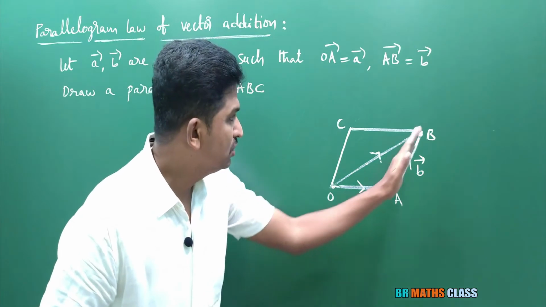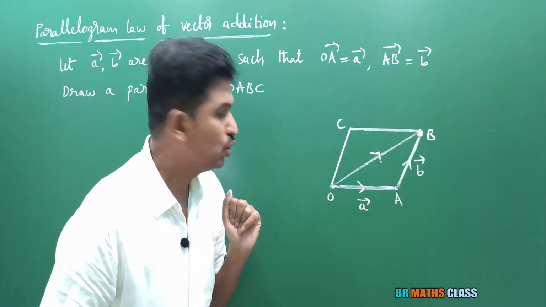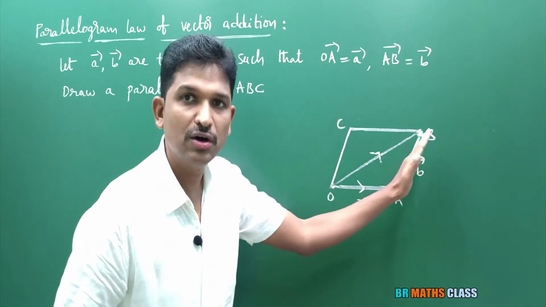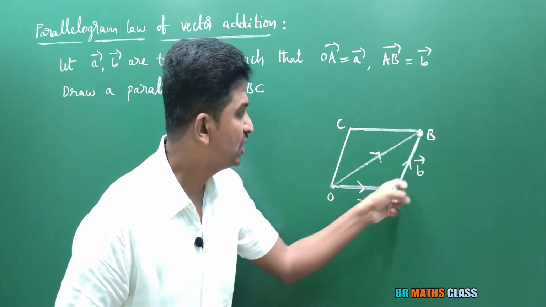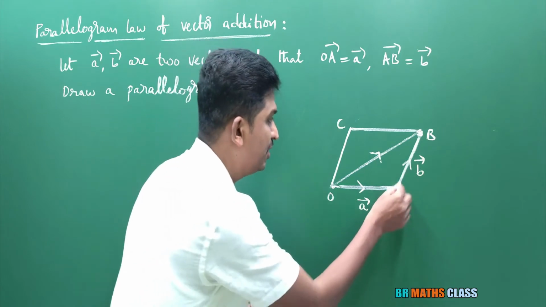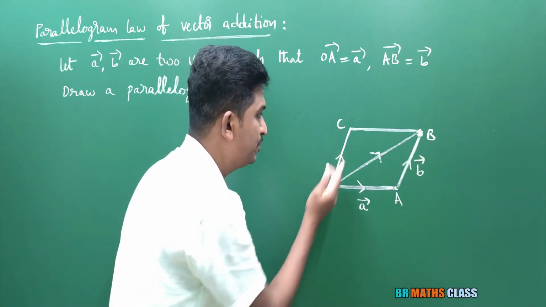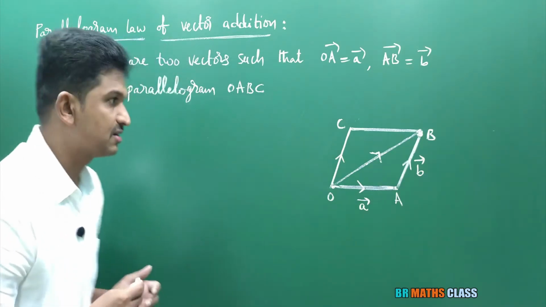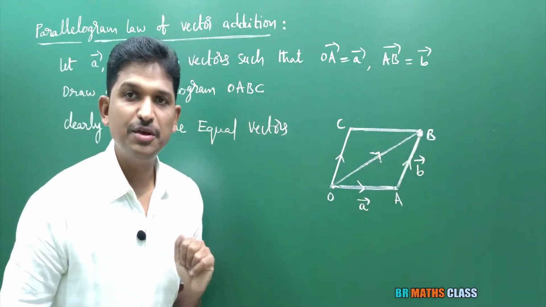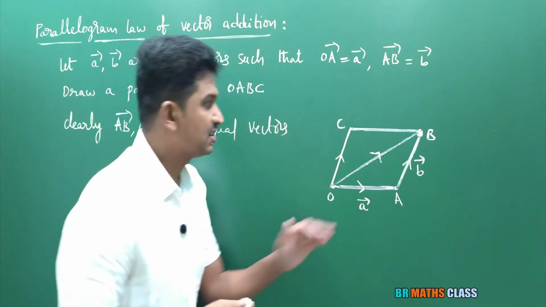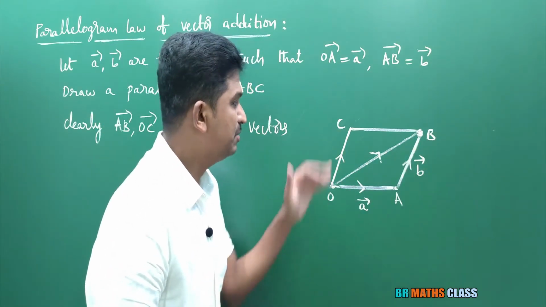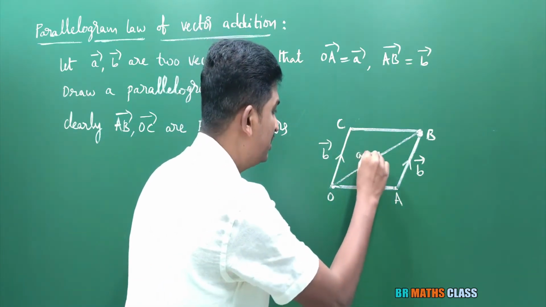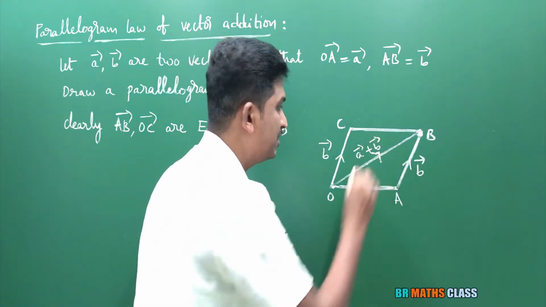You observe the vectors AB bar and OC bar. As it is a parallelogram, these two will have the same magnitude. And what about their direction? AB bar is in this direction, OC bar is in this direction. AB bar and OC bar are clearly equal vectors. Equal vectors means AB bar is B bar, OC bar is also B bar. What is this OB bar? OB bar is A bar plus B bar.